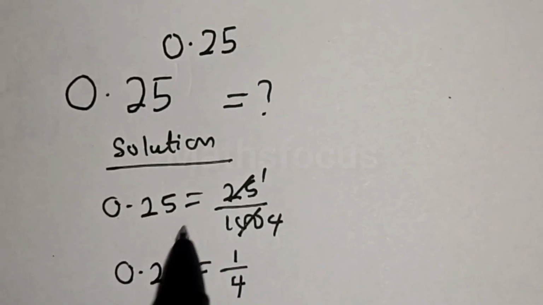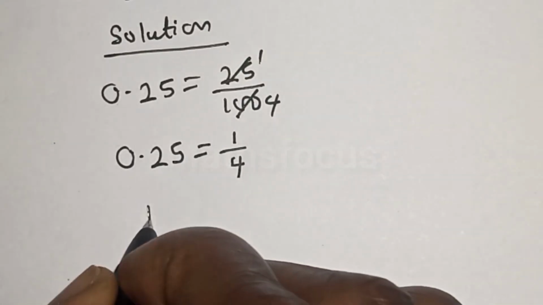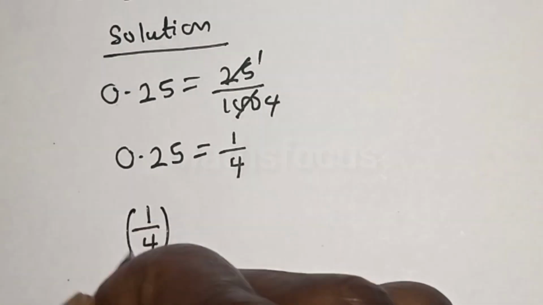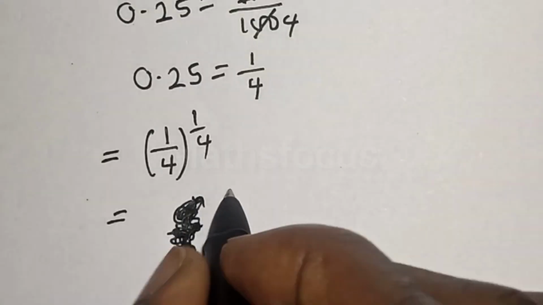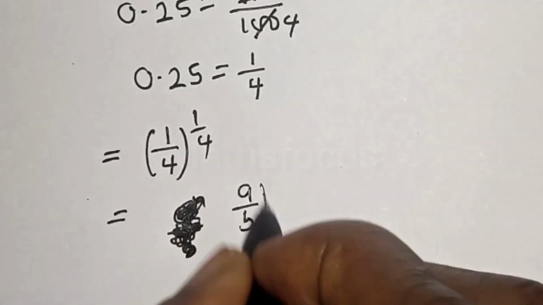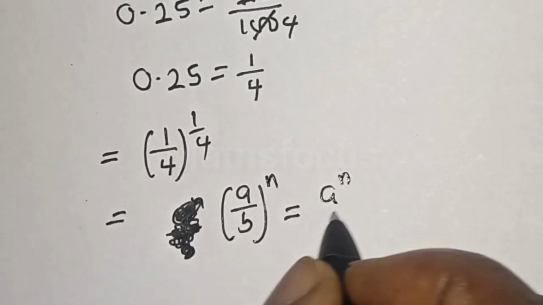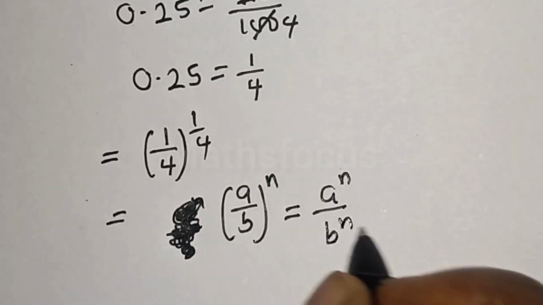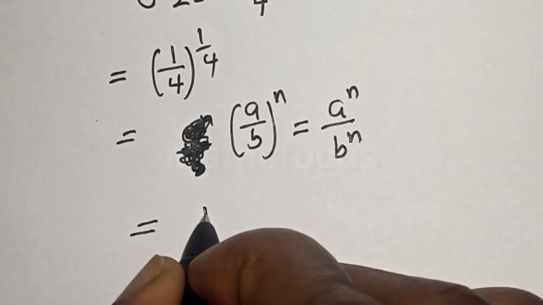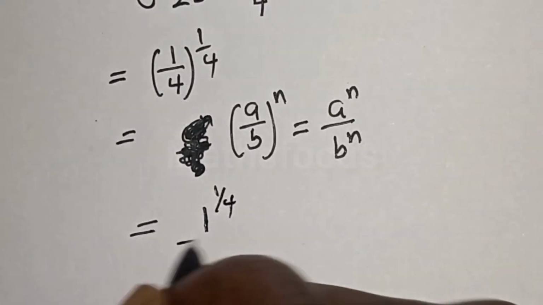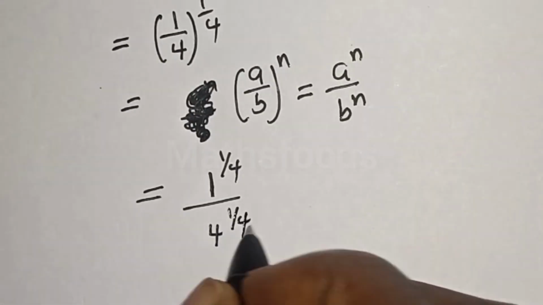Let's substitute back into the original question. We have 1 over 4 raised to power 1 over 4. Take note of this rule that if you have a over b raised to power n, this is equal to a raised to power n divided by b raised to power n, and this becomes 1 raised to power 1 over 4 divided by 4 raised to power 1 over 4.